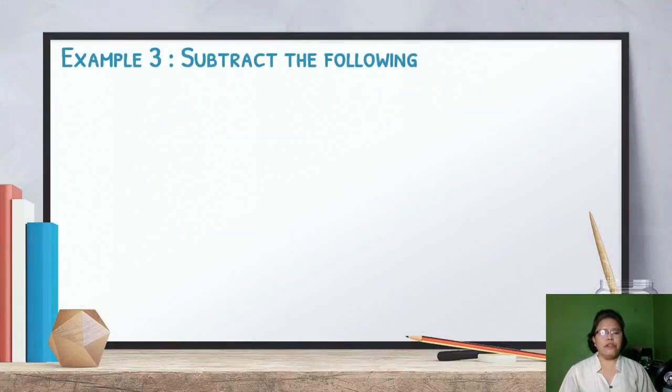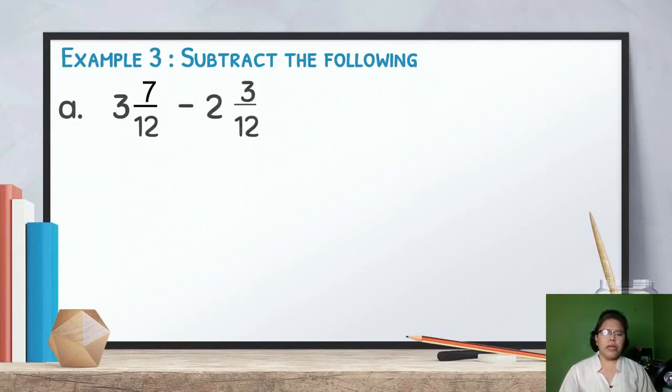Alright, we have here subtract the following. A, 3 and 7/12 minus 2 and 3/12. Alright, ito na yung sinabi ko na kahit pa hindi mo i-arrange, dahil similar fractions naman yan, diretso mo na. So, 3 minus 2, whole numbers ka na muna. So, 3 minus 2, that would be 1. And then yung 7 minus 3, that would be 4/12.